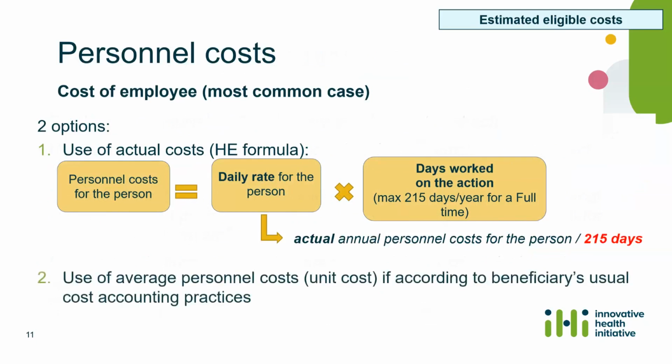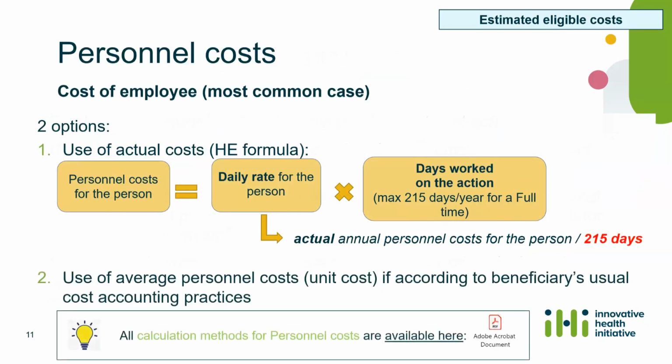So that's the standard formula in case you use actual cost, but you can also use average personal costs in case it's your usual cost accounting practices to proceed this way. And here I put the link of a very useful EC presentation on the different calculation methods for personal costs. It gives concrete examples, and because it's not always that easy to calculate personal costs, I really recommend you to have a look at this presentation because it gives some hints and steps to follow to calculate your personal cost.